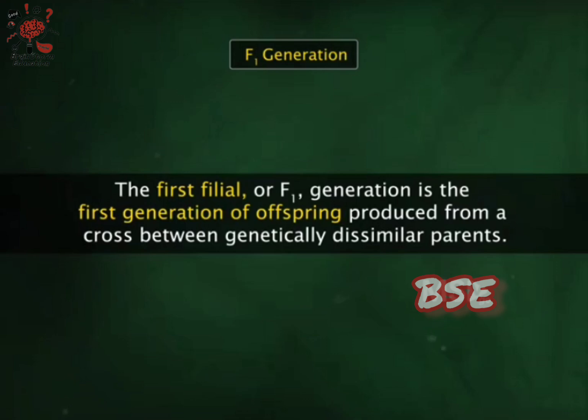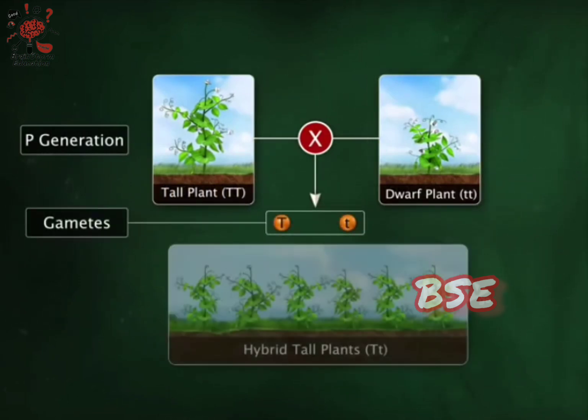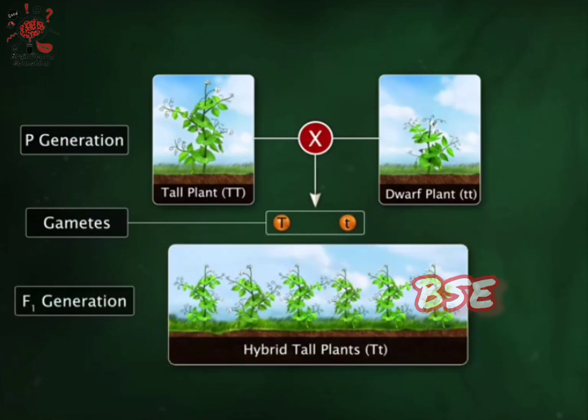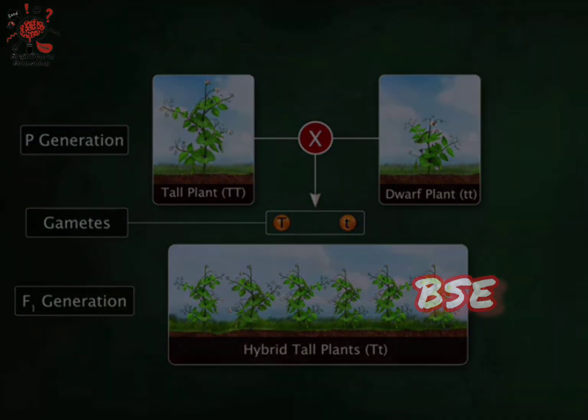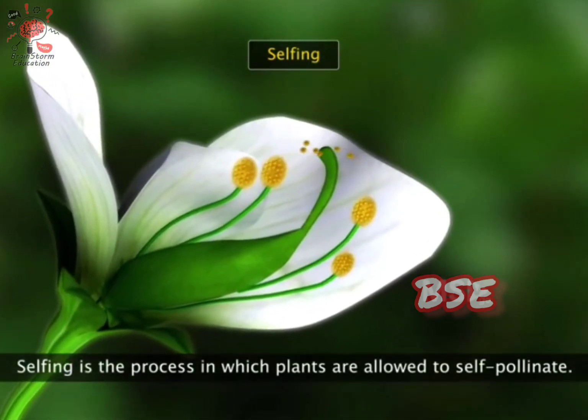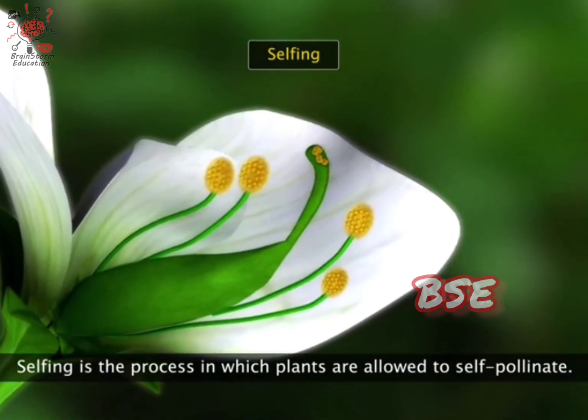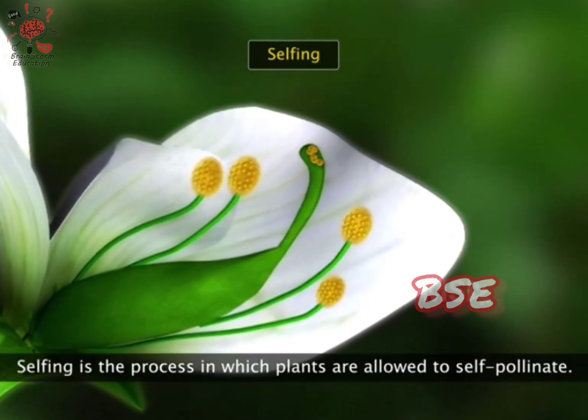F1 generation. The first filial or F1 generation is the first generation of offspring produced from a cross between genetically dissimilar parents. For example, in a cross between a tall and a dwarf pea plant, the heterozygous progeny belong to the F1 generation. Selfing. Selfing or self-fertilization is the process in which plants are allowed to self-pollinate. This is also called inbreeding.